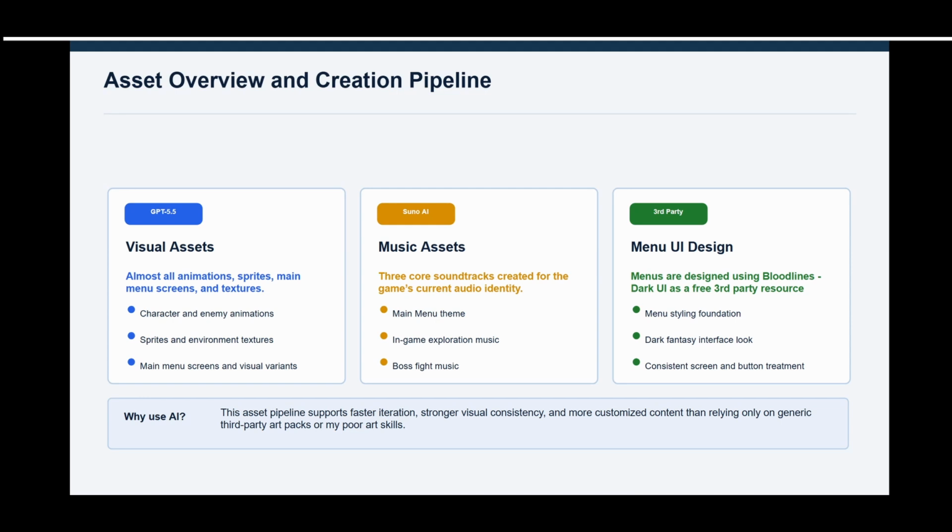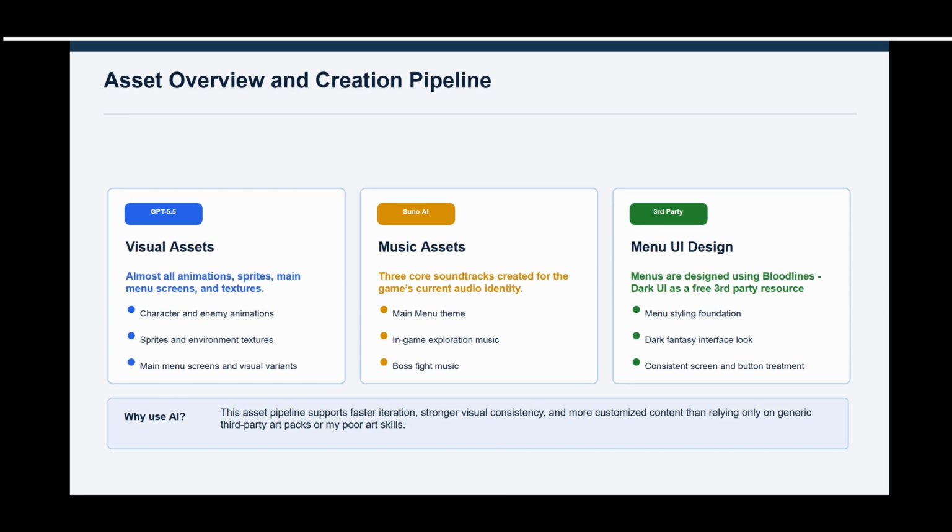These tracks help give each major part of the player experience a different tone while still supporting the same dark roguelite atmosphere. The menu interface is handled separately. For that, I'm using a third-party resource called Bloodlines Dark UI. This gives the menus a more polished dark fantasy visual foundation and helps keep the menu screens consistent.